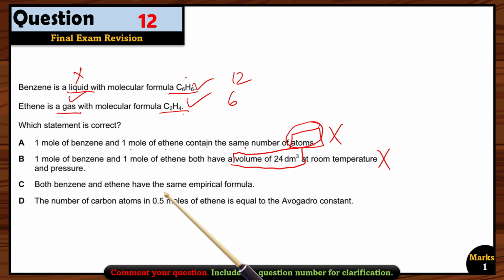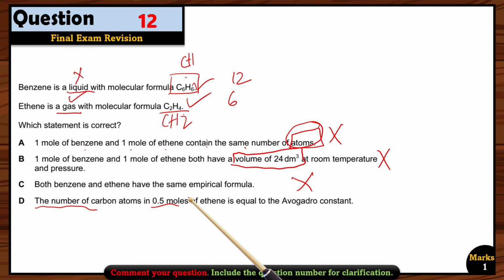Both benzene and ethene have the same empirical formula. Let's see the empirical formula. The shortest formula we can have for benzene is CH, right? But for ethene, we will have CH2. So that's also wrong, right? Now we are just left with option D. So option D can be right.